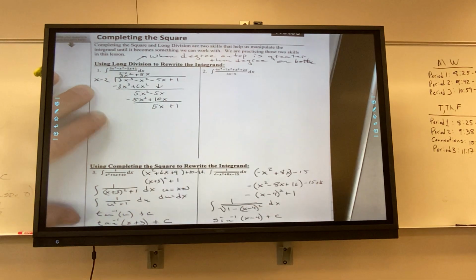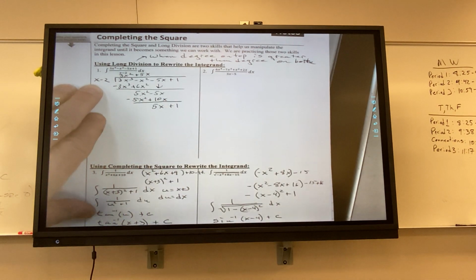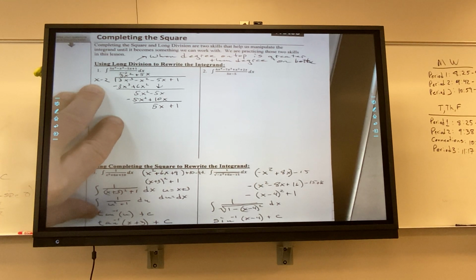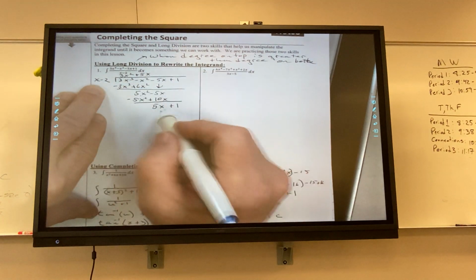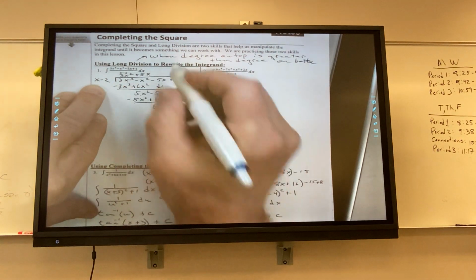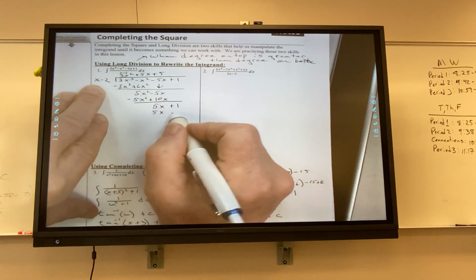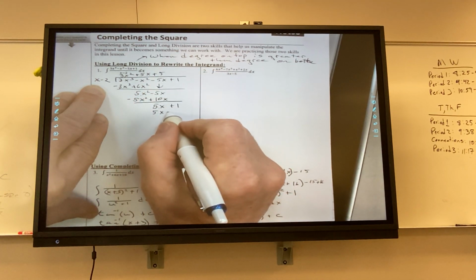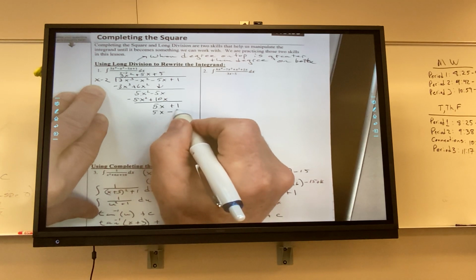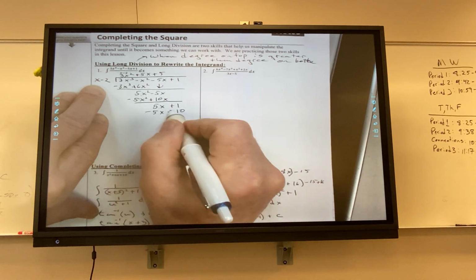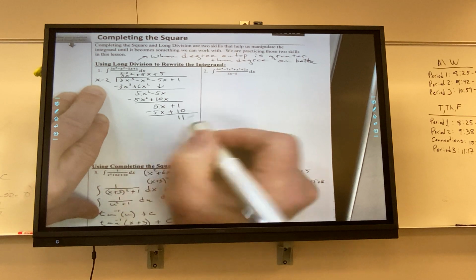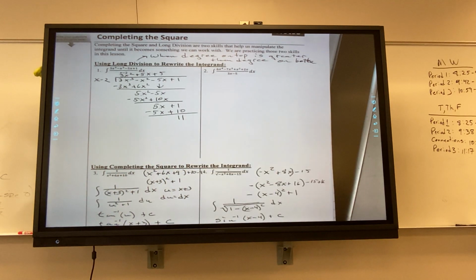Owen, through Ben, you did a good job. Maria, what am I going to multiply x by to make it 5x? 5. So I get plus 5, I get 5x minus what? 10. Change the signs, add, I get 11. Everybody okay with that? So now I'm going to change this integral, and I'm going to change it to this.